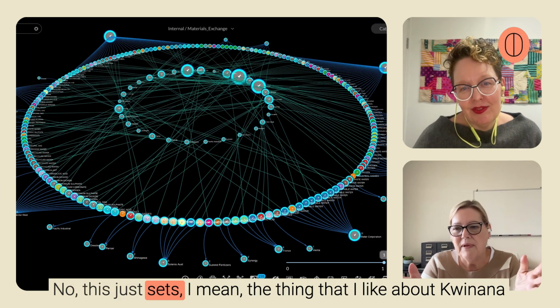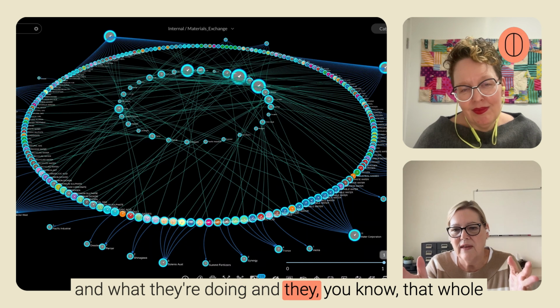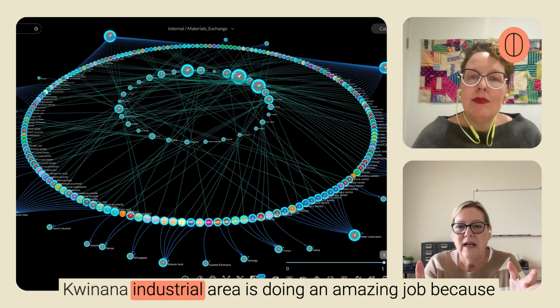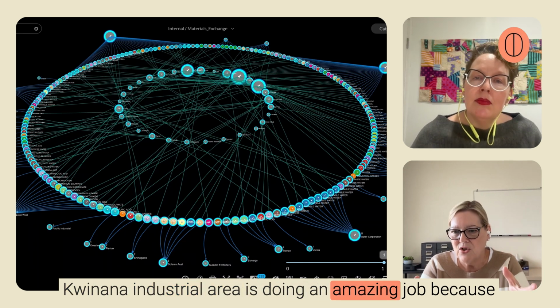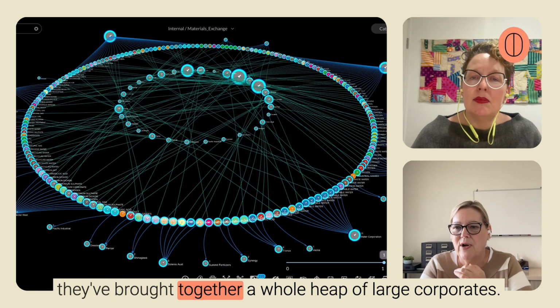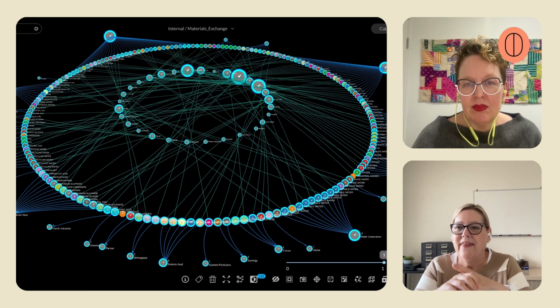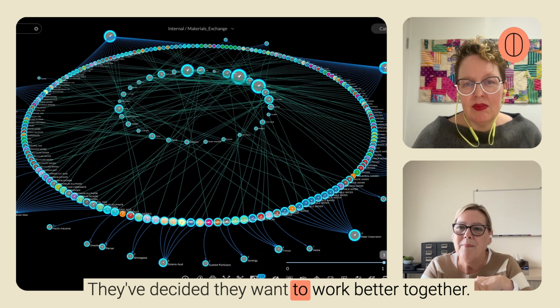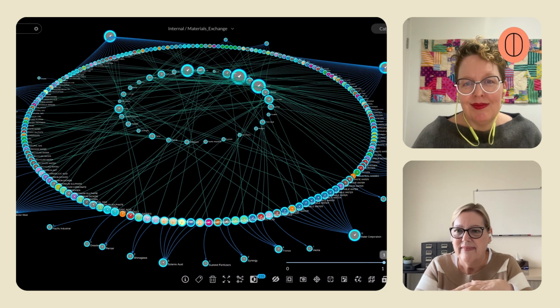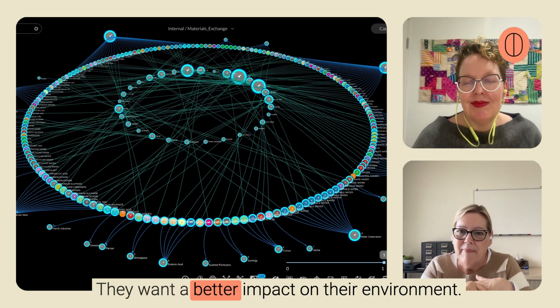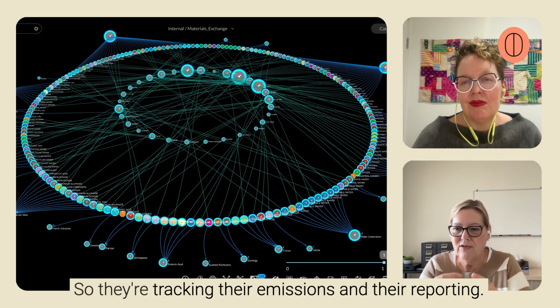No, this just sets, I mean, the thing that I like about Kwinana and what they're doing, and that whole Kwinana industrial area is doing an amazing job, because they brought together a whole heap of large corporates. They've decided they want to work better together. They want a better impact on their environment. So they are tracking their emissions and their reporting.